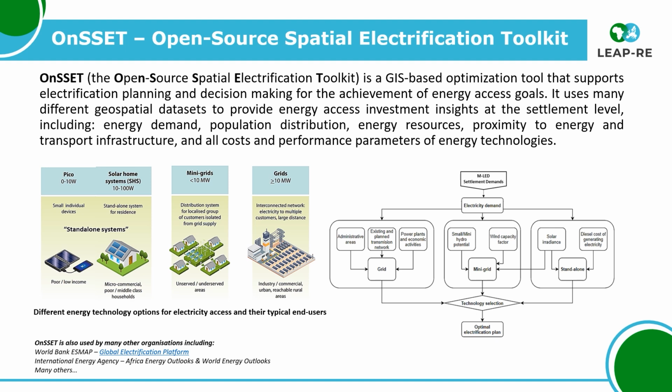OnSSET is a GIS-based optimization tool that supports electrification planning across countries and regions to determine and reach energy access goals. It combines and uses many different geospatial data sets, and at the settlement level can help to determine energy access solutions. It combines energy demand, population distribution, energy resources, proximity to energy and transport infrastructure, and all of the different cost and performance parameters of different energy technologies included, such as those of individual systems, mini-grids, grids, etc.